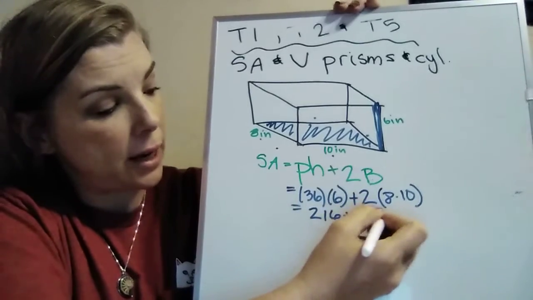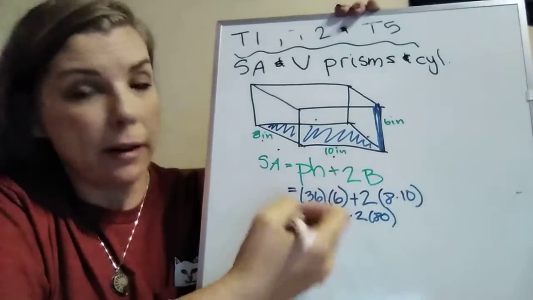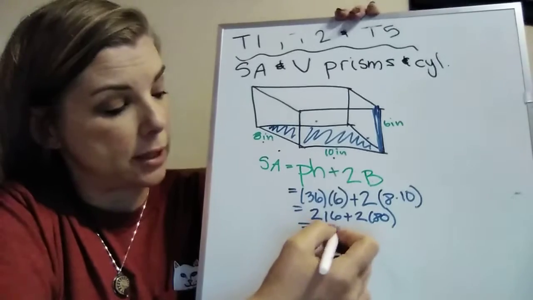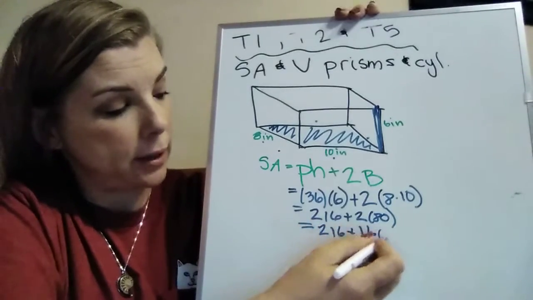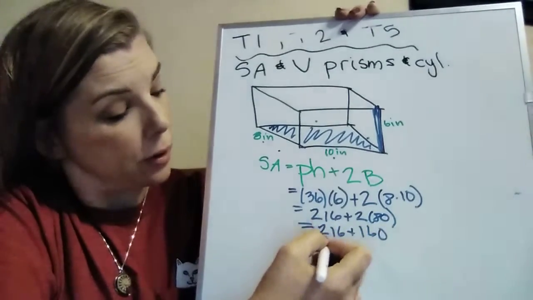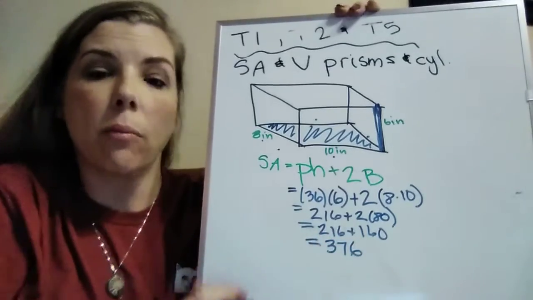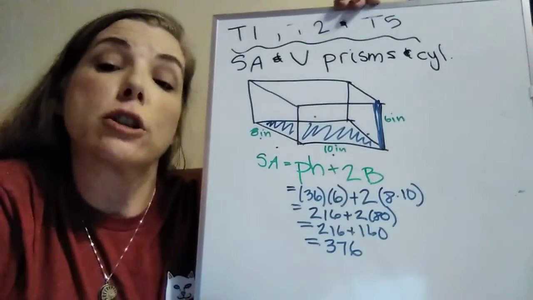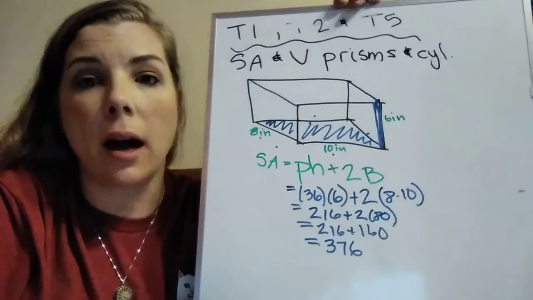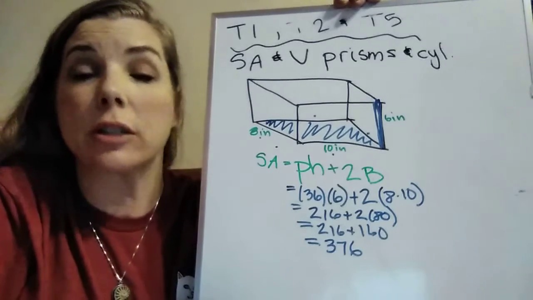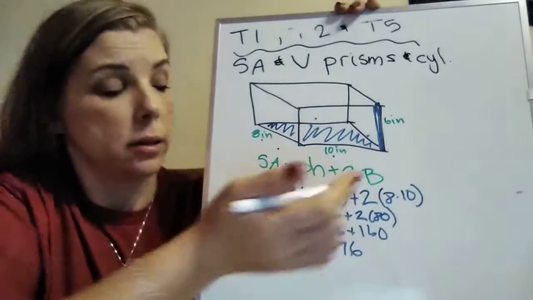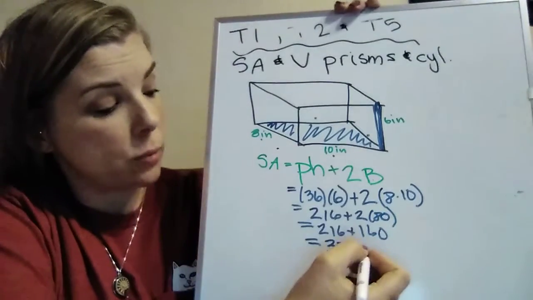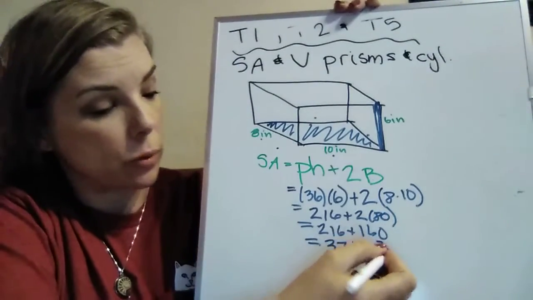2 times 80. And you just go through and you do the math here. So 216 plus 160, you get 376. But we aren't done. Okay, surface area. Any kind of area has to be your units squared. Any kind of area. Okay, so our units were inches, so we got inches squared.